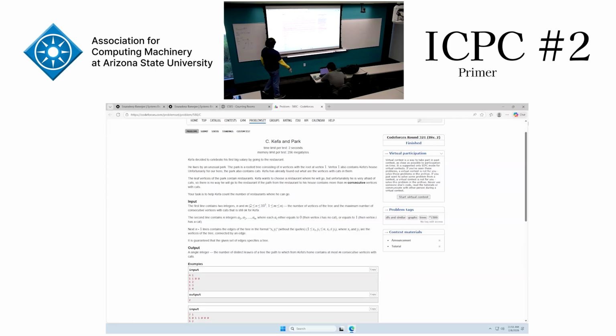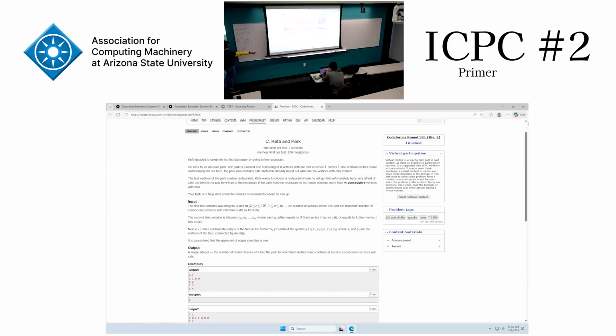If you see the number of consecutive cats getting to 3, you can't traverse this path because Kefa is too afraid to go down it. And take this as a leaf node, right? So this represents the restaurant. This is the main algorithm here.